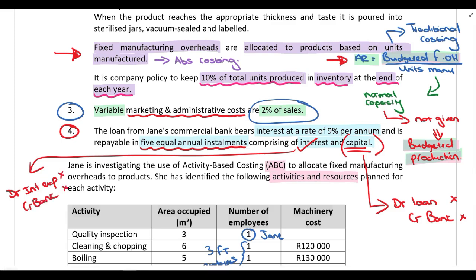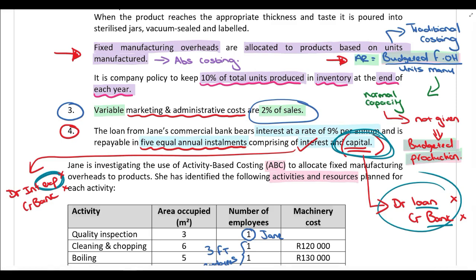So because interest is an expense that affects profit or loss, it was taken into account when we calculated the break-even point. However, the capital repayment of the loan does not affect profit or loss. You can see we debit the liability and we credit bank. There's no impact on profit or loss. So this wasn't taken into account when we calculated the break-even point, correctly. It shouldn't be taken into account when we calculate the break-even point, because when we calculate the break-even point, we only take into account income and expenses that affect profit. This doesn't affect profit, so it wasn't taken into account.